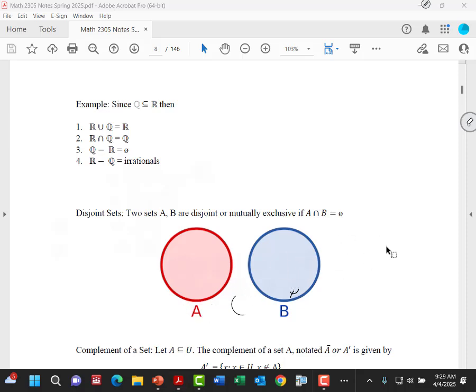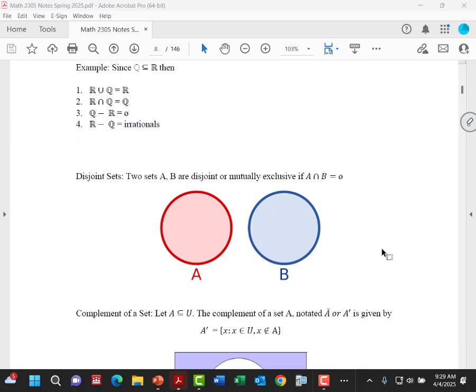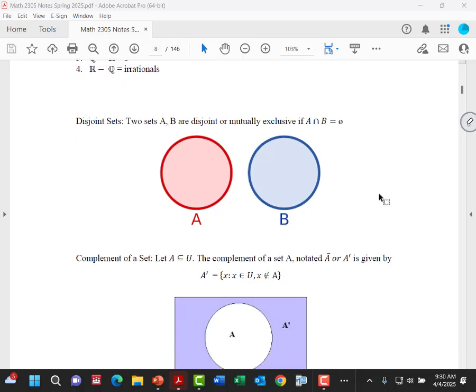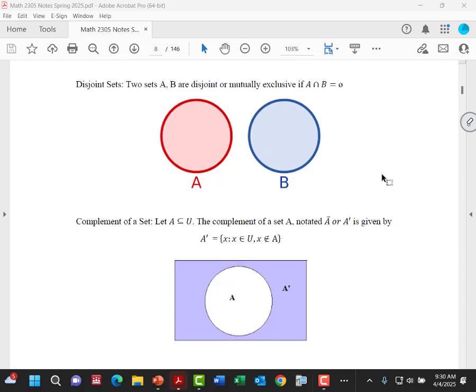If the intersection of two sets is empty, then that leads us to a new definition, and we would say that two sets are disjoint or mutually exclusive if A intersect B is the empty set. So if there's nothing in A that is also in B, then we say that these two sets are mutually exclusive or disjoint because their intersection is empty.